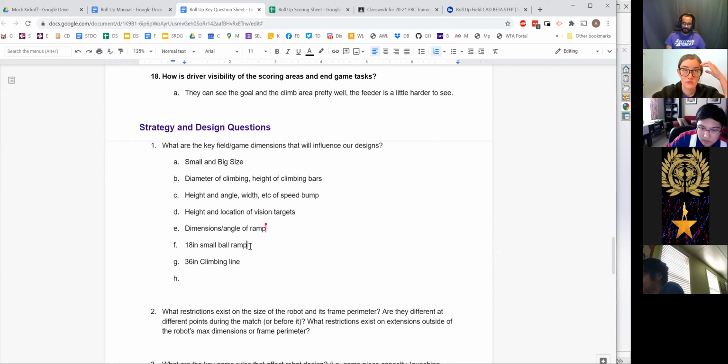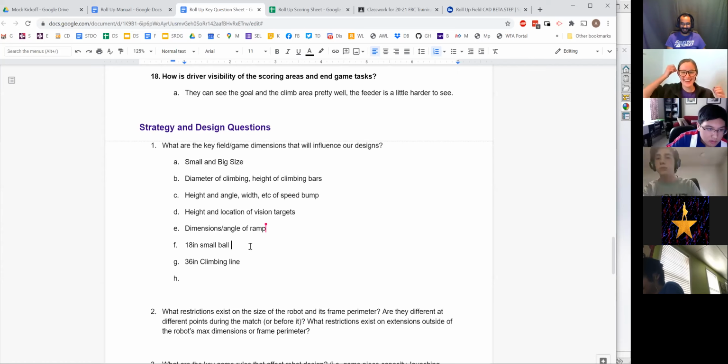Small ball ramp. What? That's not even related, I'm just typing words here. All right, small ball limit is what I wanted. Okay, I think that's a decent list. Anyone have anything else? Initiation line.